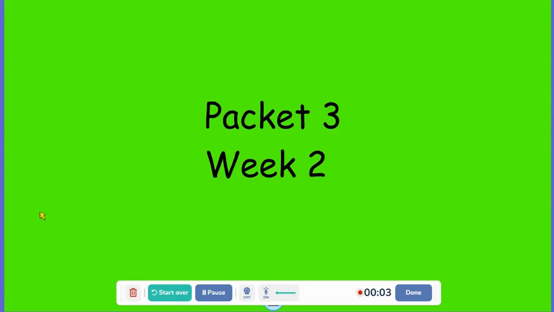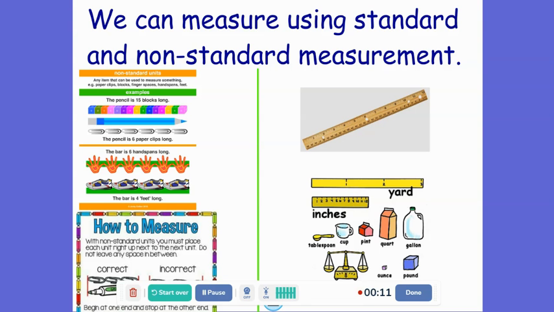Hello, today we're going to be going over Packet 3, Week 2 for the math portion. We're continuing on with comparing length. So last week we talked about different ways that we can measure, and we talked about how we can use non-standard measurement and standard measurement to measure with.